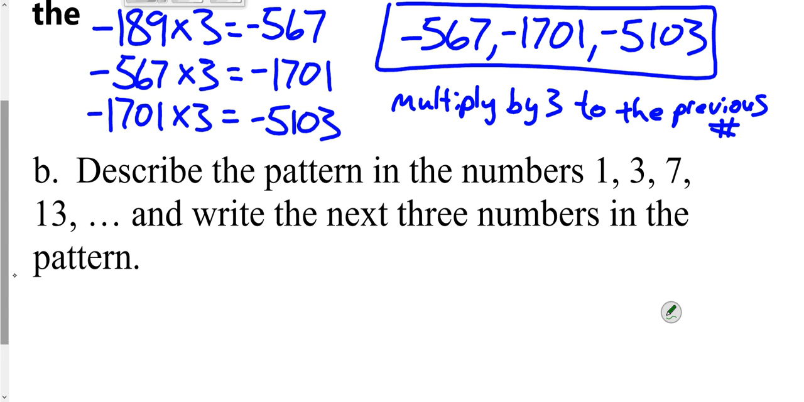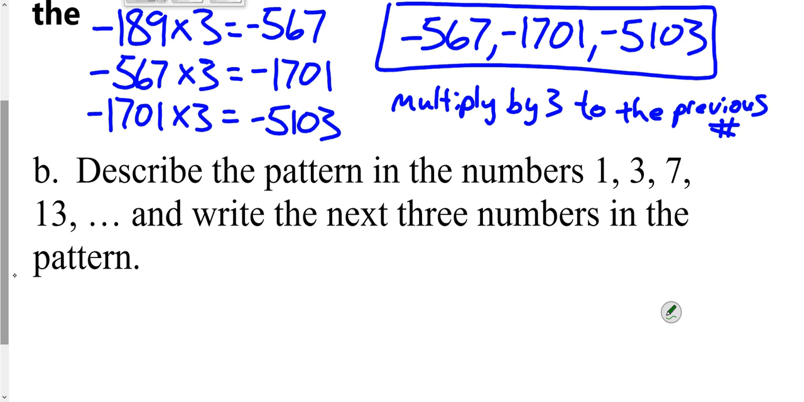So let's look at how it changes from 1 to 3. Well, we could multiply by 3, just like we did in the previous one, but then if we multiply 3 by 3, we get 9. So 9 isn't our next number, 7. So we'll scratch the idea of multiplying by 3 right now. We could also add 2. If we add 2 to 3, we get 5, so that's not quite there.